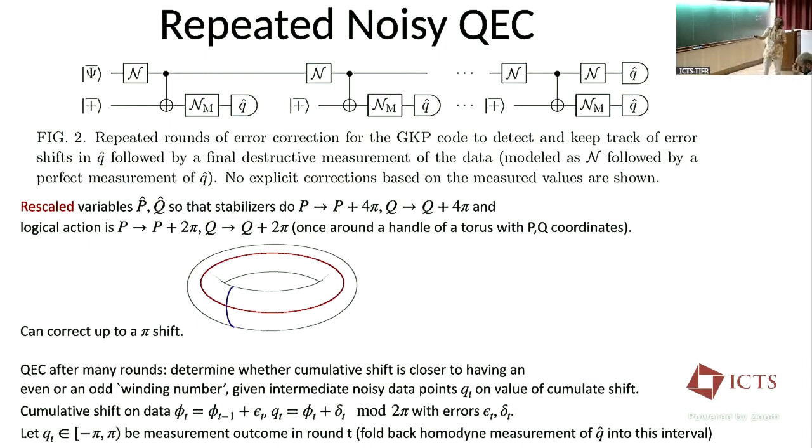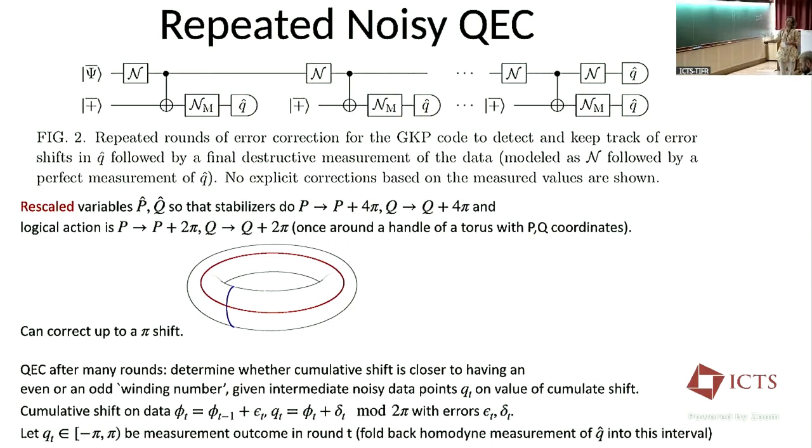Now, what do we want to know? So what is going on with this qubit? Every time this noisy channel acts, it gets a shift. And I'm only looking at shifts, say, in one quadrature, say maybe P, right? And what I really want to know is whether the sum of all these shifts is close to a logical operation. So it's close to doing an odd number of windings around this torus, right?